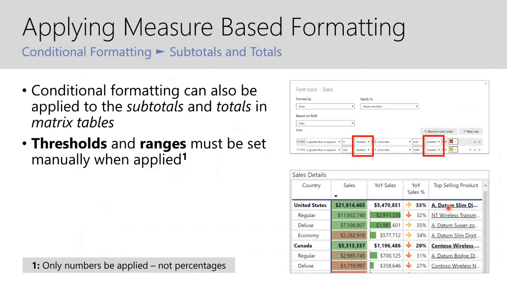The one thing to note is thresholds and ranges must be manually set. The automatic min and max can't be determined anymore because it's having to go across values and subtotals, and a lot of times it might not be a fair comparison. So you do need to individually set those based on rules when you are doing this. And it has to be as numbers, not percentages, unless you're including a decimal number to represent a percentage. But you can't set it as percent and then say 33.